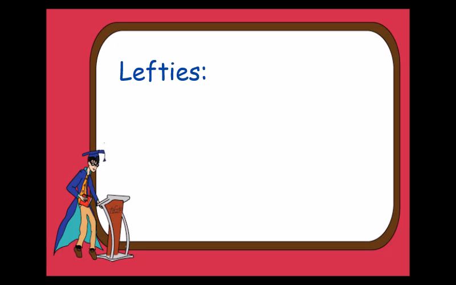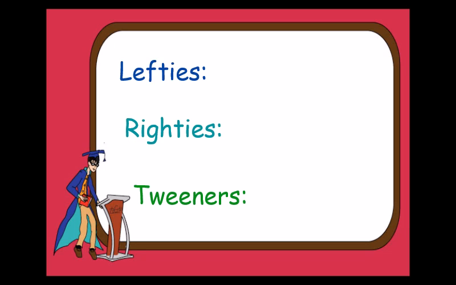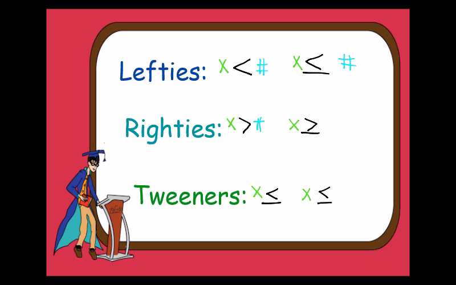So the first set of terminology is a lefty distribution. The second one is a righty distribution, while the third one is a tweener. Now lefties deal with less than or equal to. Righties are going to deal with greater than or equal to. And the tweeners are going to involve two less than or equal to items. We'll explain why later. I promise you that. But just know that the key word for a tweener is in between or something in that regard.